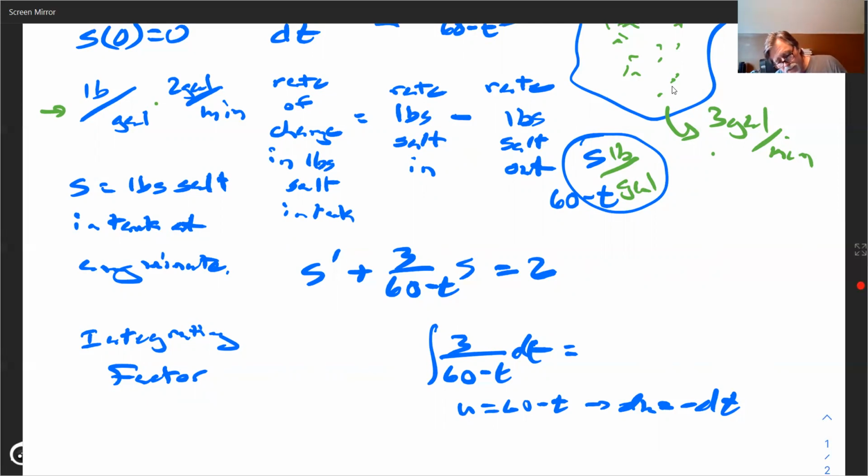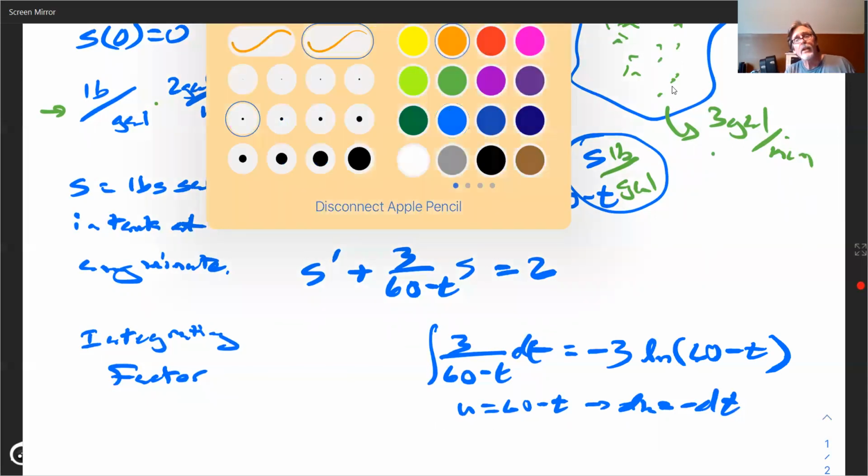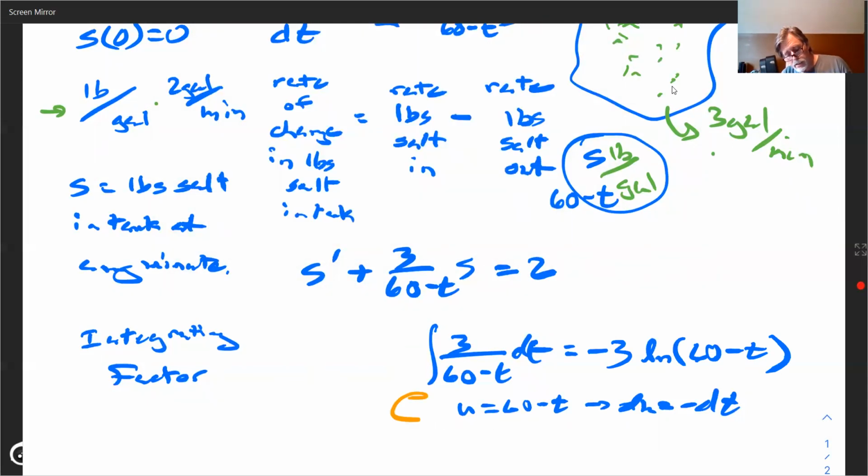So in this case, if you integrate, you get 3 over u, and with the negative, you have a negative 3 natural log of 60 take away t. And then, of course, since we're doing this as an integrating factor, we take e to that. Remember how this number can come in as a power if you're dealing with natural log, so that you can cancel the e's. So our integrating factor is really, I'll write it this way, 60 take away t to the negative 3 power.